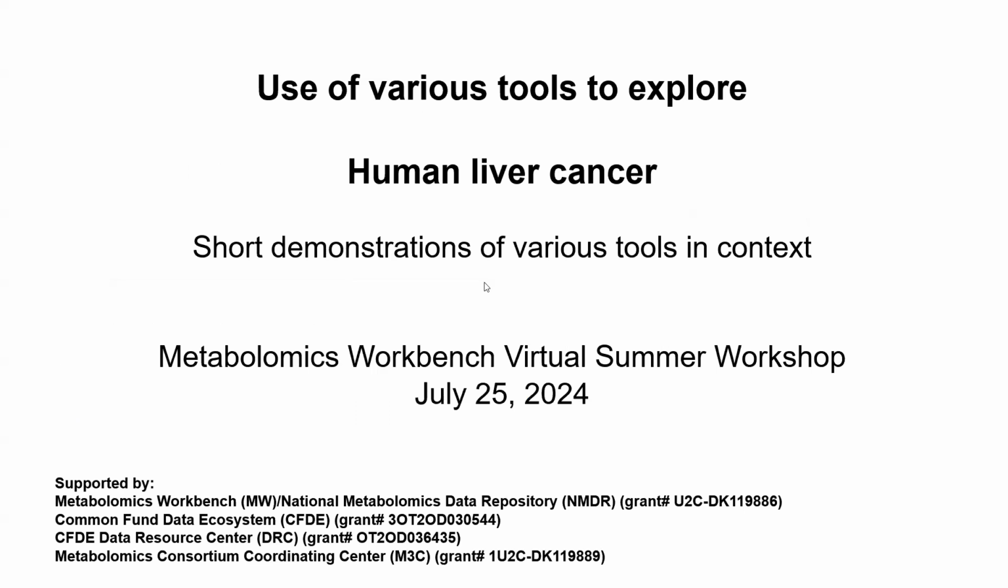So today we are going to use various tools to explore and learn more about human liver cancer. So I will do a short demonstration of these tools in the context of human liver cancer. So as an example workflow, a researcher may be interested in finding what are the mechanisms and drivers of hepatocellular carcinoma in humans. So one would generally start with some literature search from which one may find a list of key genes or metabolites related to hepatocellular carcinoma.